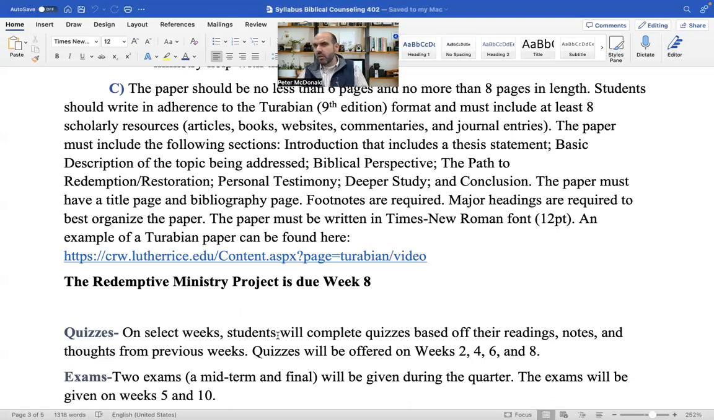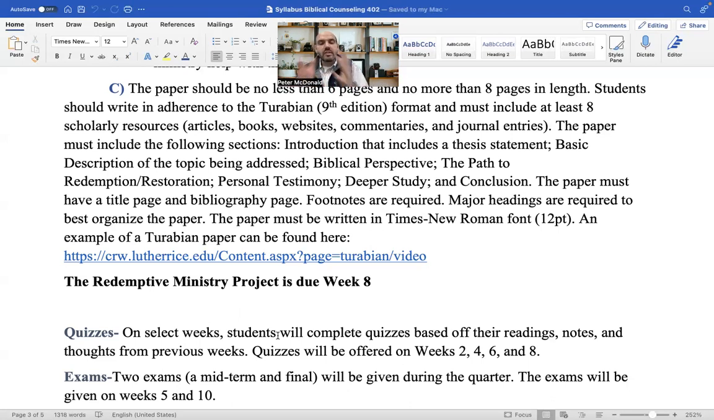Last quarter, someone wrote a paper in like size 16. I will not be very happy about that, mainly because you're failing to follow directions. Okay, the directions are simple. We're following a Turabian format. We're using major headings to keep it organized. We're using footnotes. We're using a title page and a bibliography page.